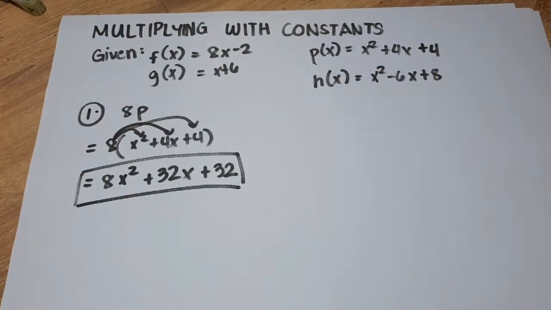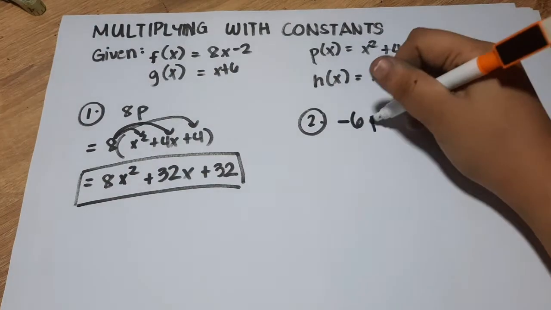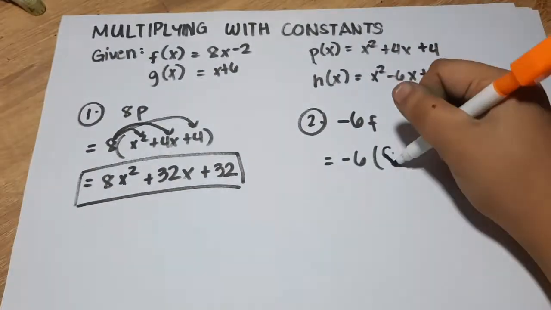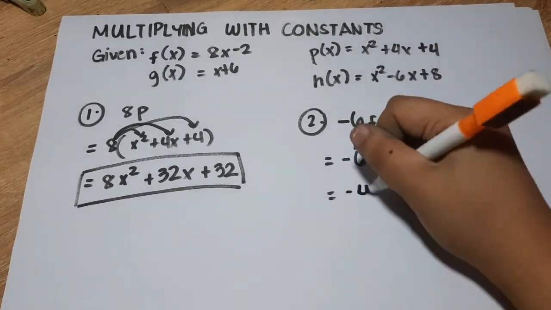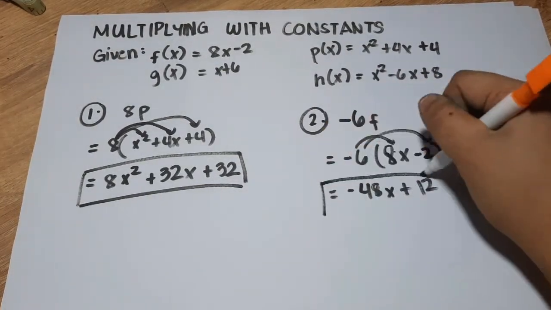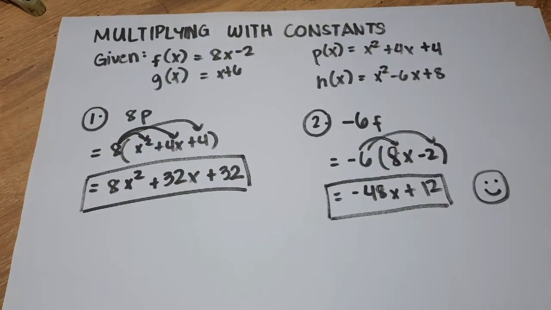plus 32. For number 2, we have to solve for negative 6 times f. Again, substitute the values and distribute the constant. Then we get negative 48x plus 12. And that is our final answer.